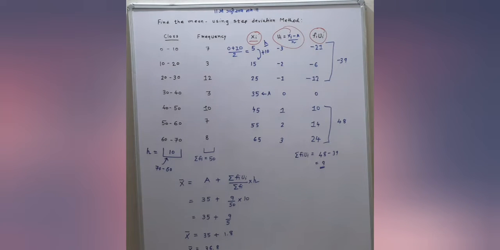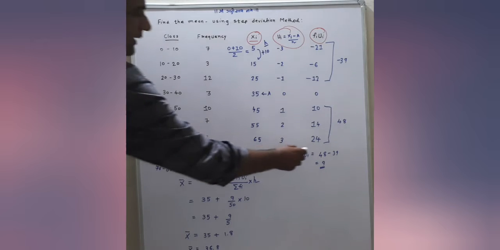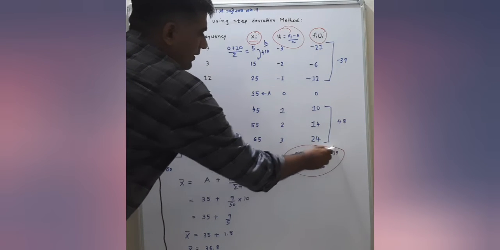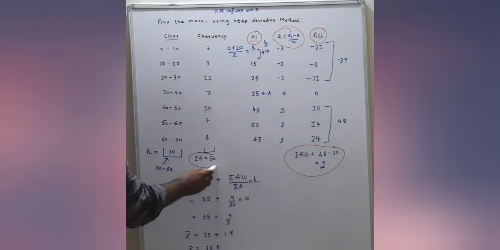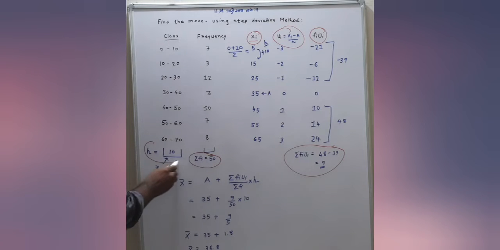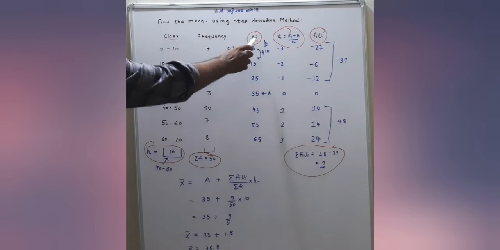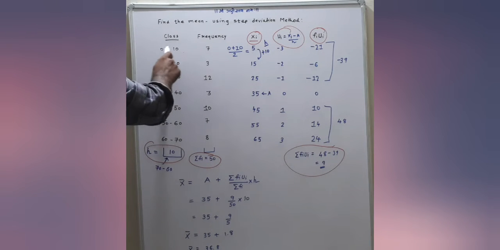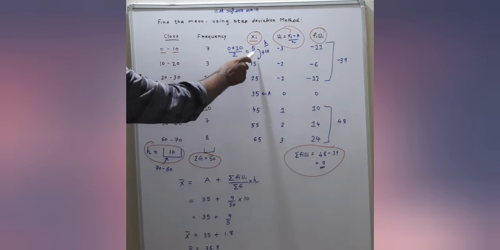And after finding them, we need to find sigma fi ui, and then sigma fi, and then h. So these six things are required to find. So here, first we find the xi for this sum. So xi is what? We know that it is the lower class plus upper class divided by 2. So 0 plus 10, that is 10, divided by 2. So I got 5.